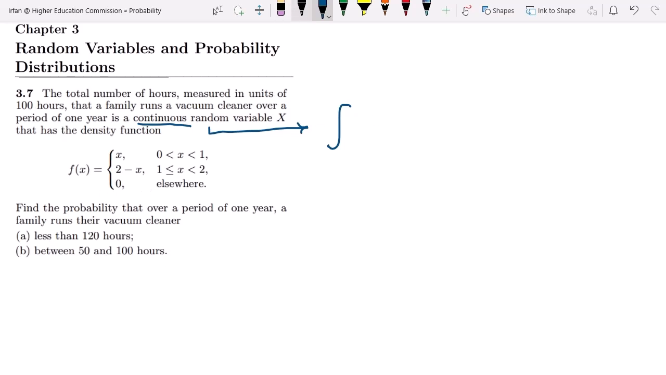So how to write it? Let me write it first. Okay, so here it will be f of x, and in terms of the integration, as all of these are basically in hundreds of hours, therefore I have to write from 0 to 1, it will be x dx.